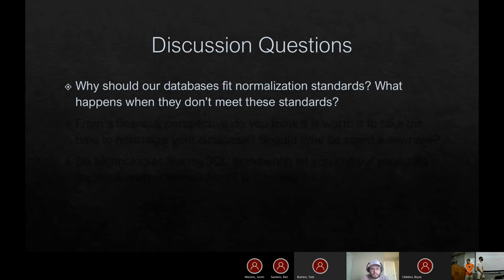So the first question, it's very important that when we have a database that we're not repeating information. If we're repeating information, we're wasting money.